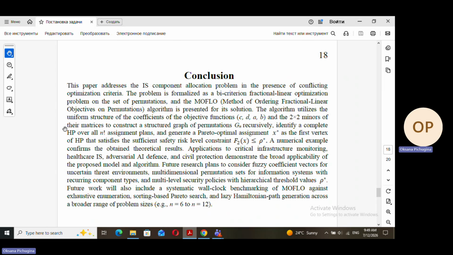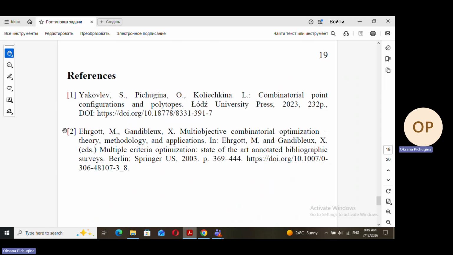In future, we plan to extend the study to lazy path generation, repeated component types, uncertain coefficients, multi-level security thresholds, and computational benchmarking. The main theoretical and multi-objective optimization sources used in this study are shown in the slide.